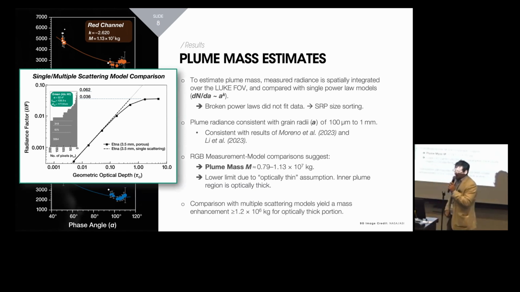So what we can do then is comparisons with multiple scattering models to get an estimate of a mass enhancement because of that optically thick portion of the plume. For a given plume brightness, you can compare a single scattering model and a multiple scattering model, and look at the difference in geometrical optical depth. You can then use that to give you an idea of what the mass enhancement is. Again, this is a low limit because you can see there's an asymptote for the multiple scattering case. We worked out that there was a mass enhancement of at least 1.2 times 10 to the 6 kilos on top of the mass that we'd observed.